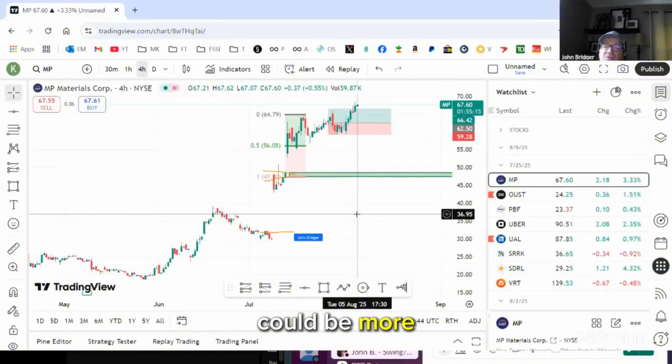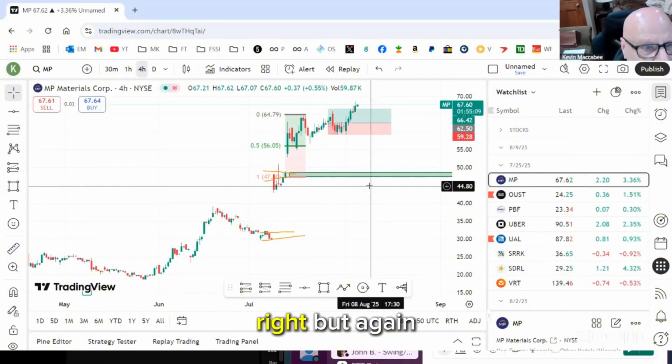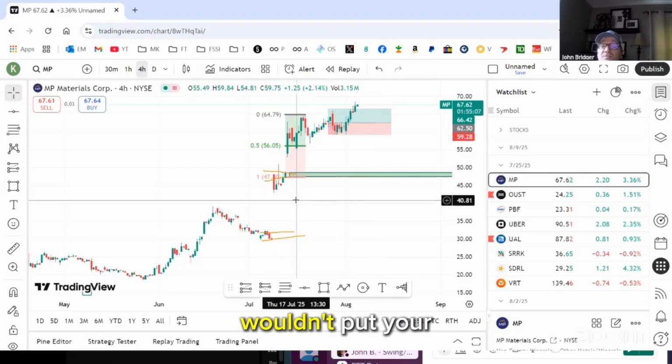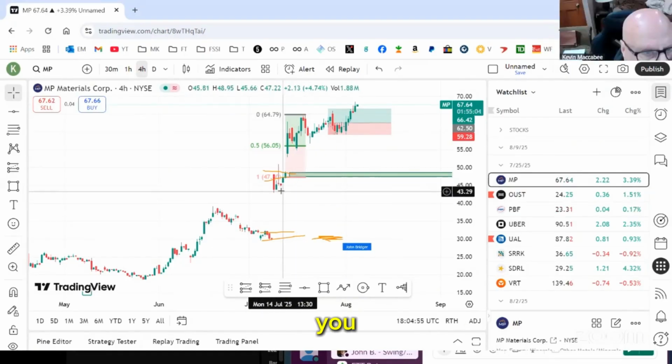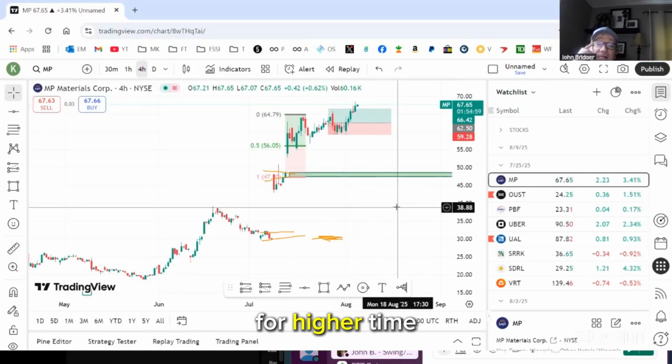I mean, clearly you could be more conservative and start your base down here. Yeah, that's a long way down, right? But again, you wouldn't necessarily put your stop here. It'd probably be just at the gap, right? Right here. Well, that's what I do. This is again for higher time frames.